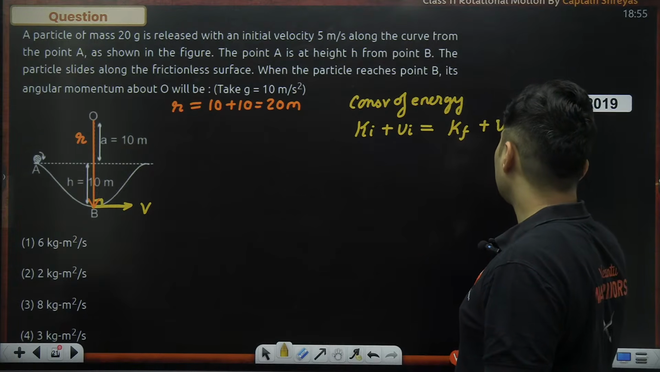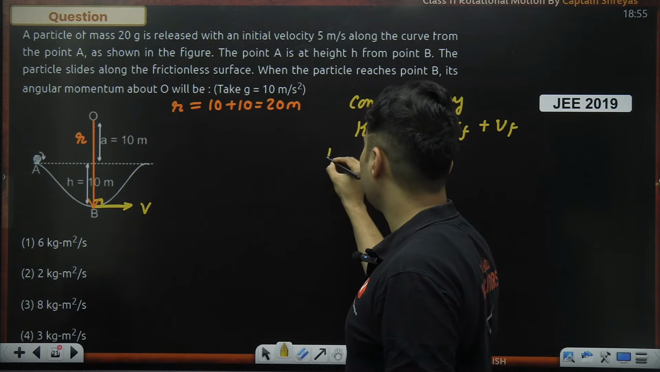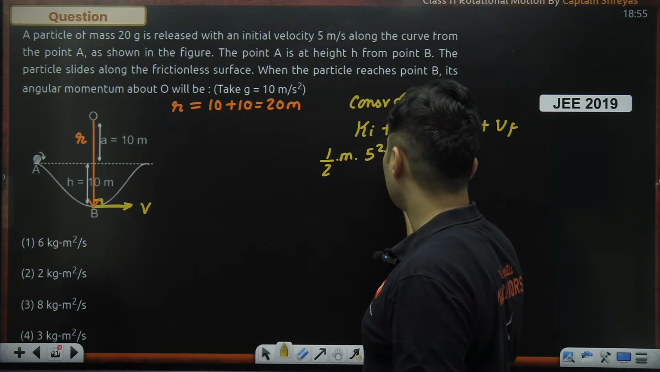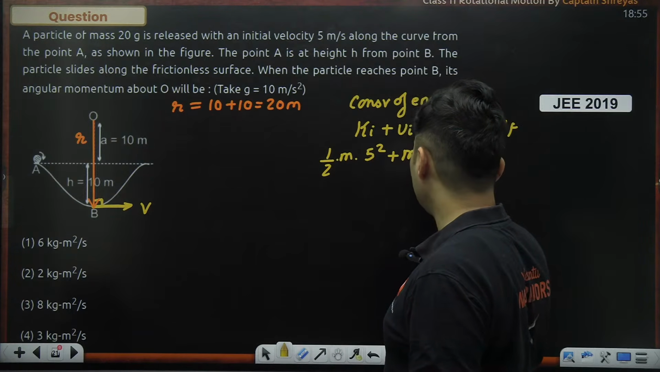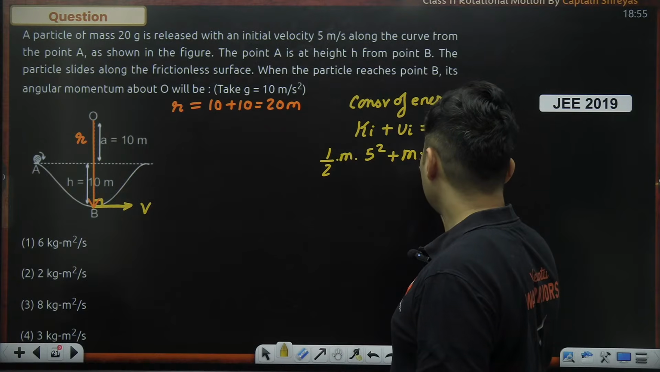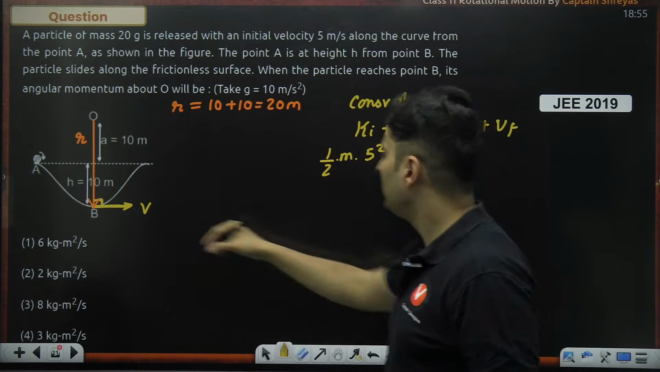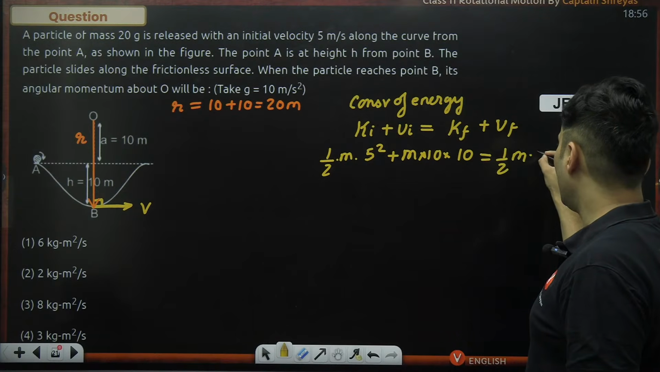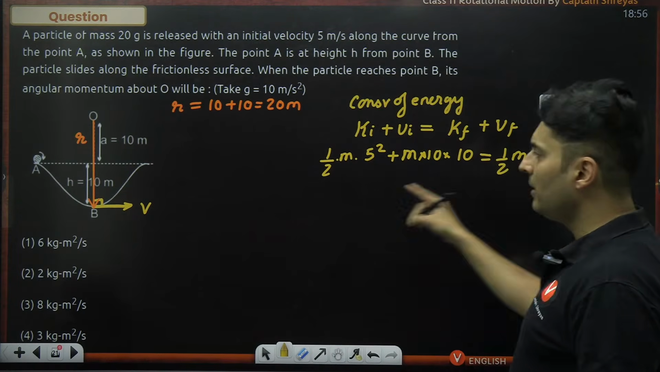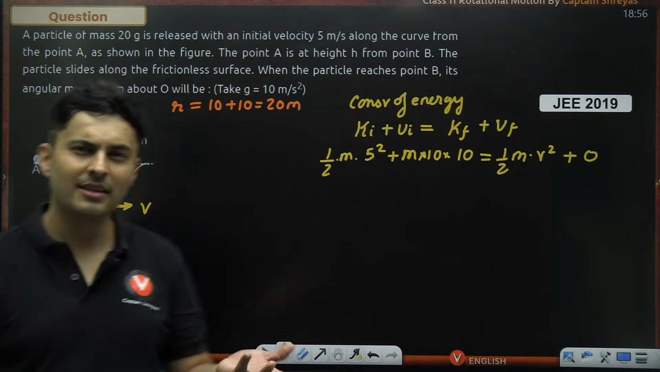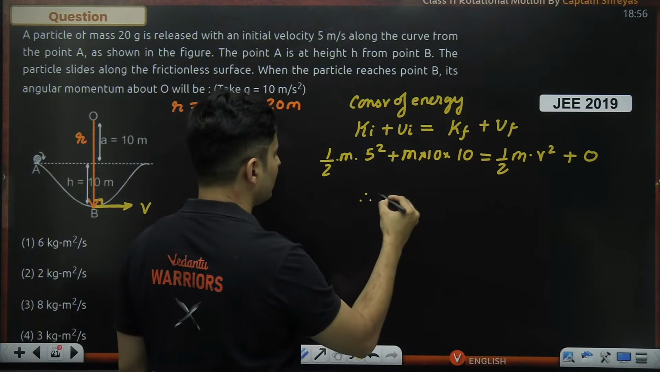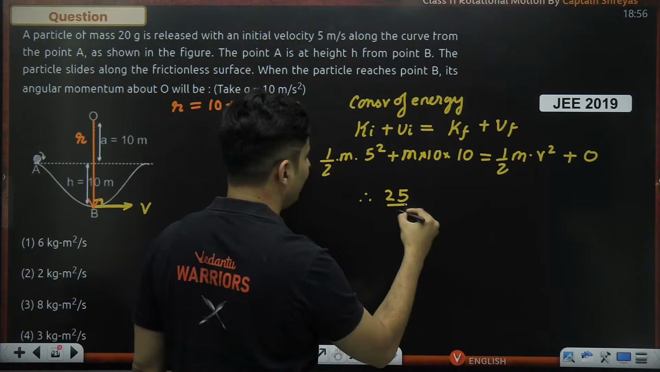Initially kinetic energy will be half into mass into initial velocity, which is 5. Potential energy will be mass into g, which is 10, and height is also 10. Final kinetic energy is half into mass into v square. Final potential energy over here we'll take as 0, taking this as reference. M will cancel out. 5 square is 25, so this will become 25 by 2.